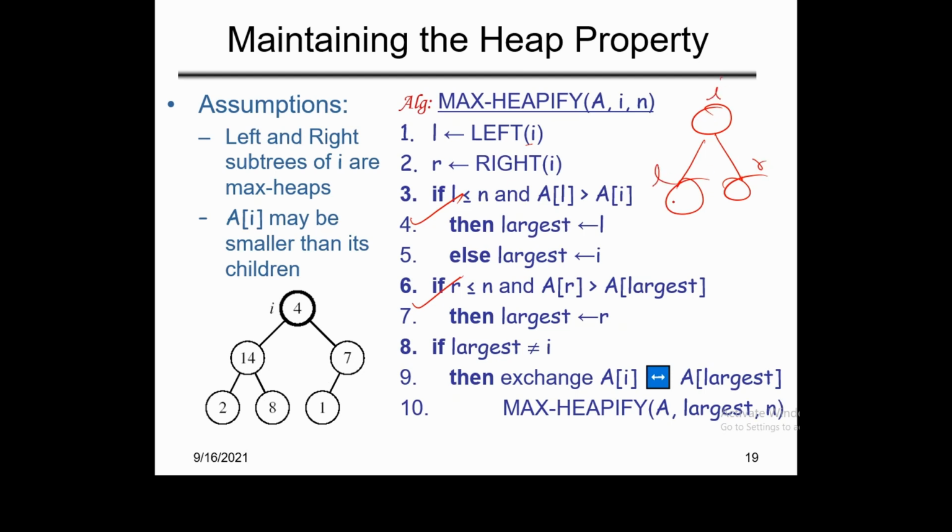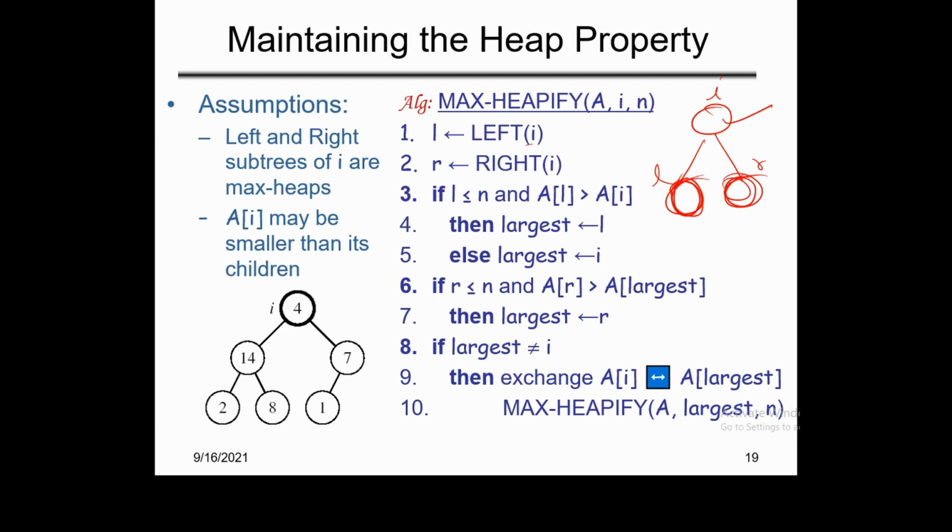So we are just checking whether the value of the i is the largest one, or the value of the l is the largest one, or the value of the r is the largest. Whichever of these is the largest, suppose this is the largest, then nothing will happen, the property is restored. Suppose this is the largest of these three, then it will be swapped with this. Suppose this is the largest, then it will be swapped with this.